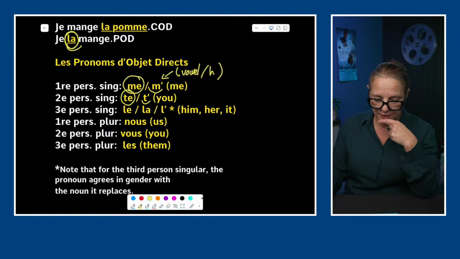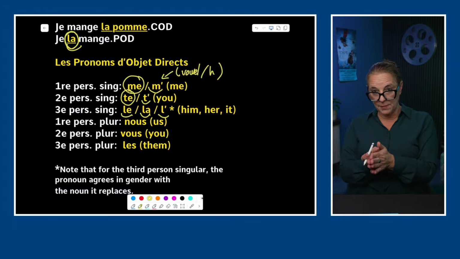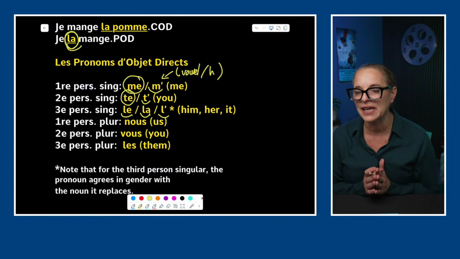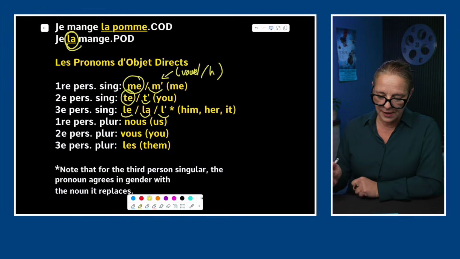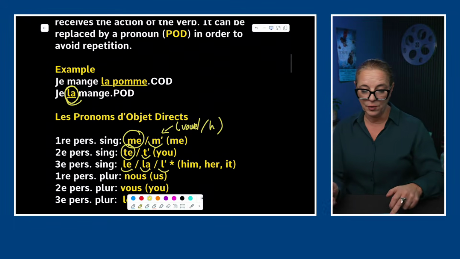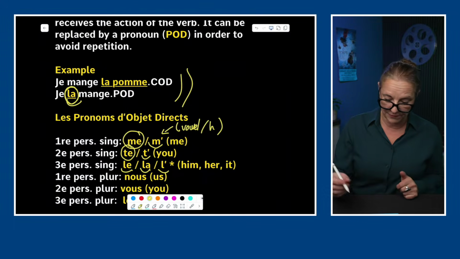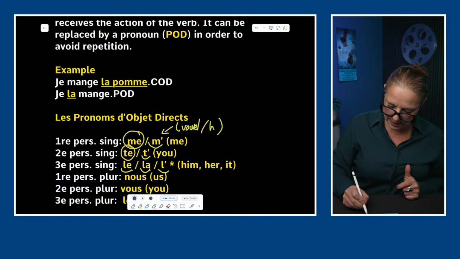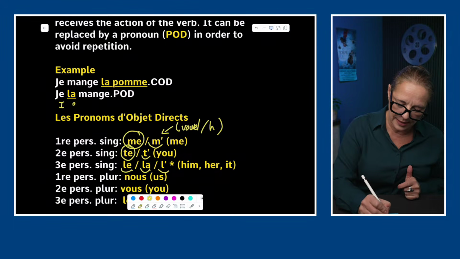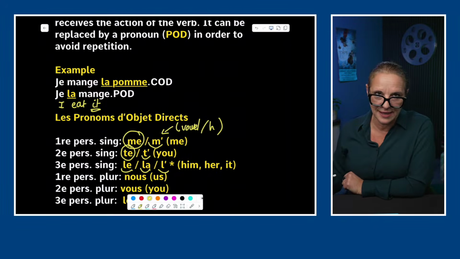For the third person, it's le, la, or l' apostrophe. So him, her, or it. Okay, and we'll see that in a minute with the example that we have. When do you use le? When do you use la? And when do you use l' apostrophe? We've got the example here. Je mange la pomme. I eat it. That's what it means. I eat it. It being the pronom d'objet direct in that case.